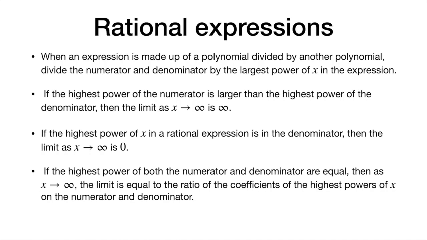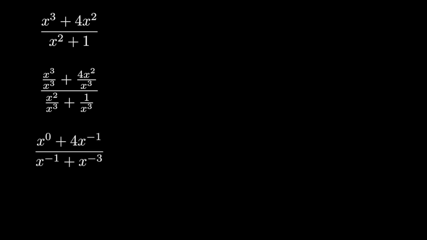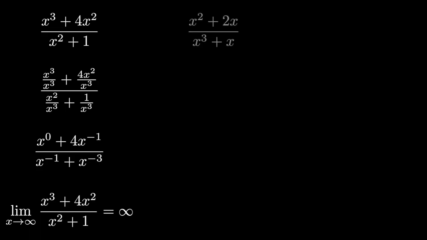So what exactly does this mean? Let's look at the function x cubed plus 4x squared divided by x squared plus 1. So the highest power of x is 3. So we divide both the numerator and denominator by x cubed. We can then see that the numerator has the highest power of x now, x to the power 0. Therefore, we can conclude that the limit of the function as x approaches infinity is infinity.